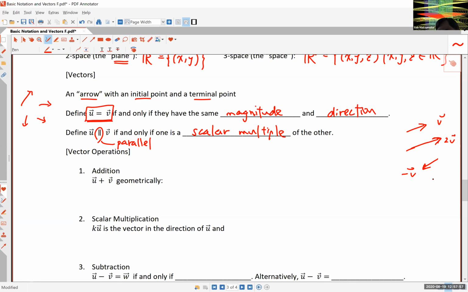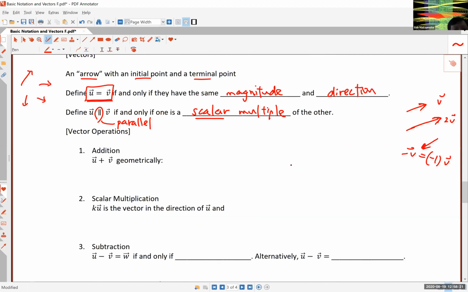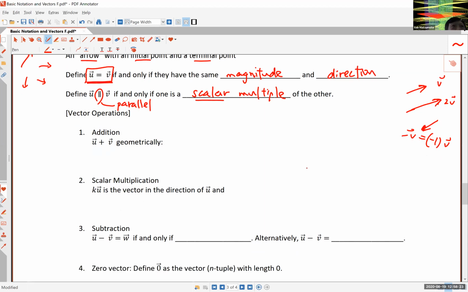But are they parallel? Well, according to the definition, negative V is -1 times V. Is that a scalar multiple? Exactly, it is a scalar multiple where the scalar is -1. So even though they face the opposite direction, we call them parallel to each other. It may be a little counterintuitive, but that's the way we define it. It's a more general concept of being parallel.